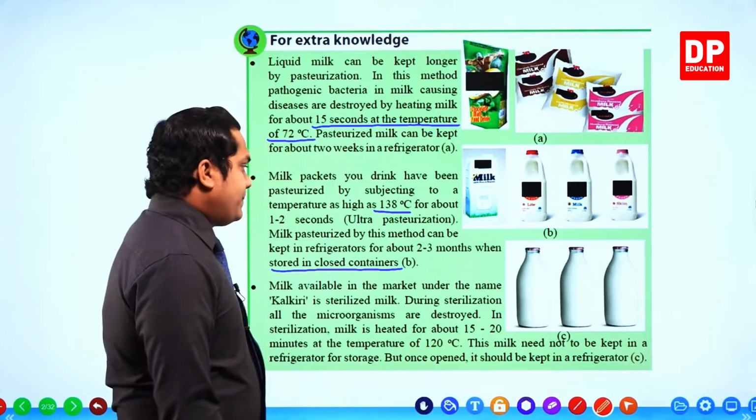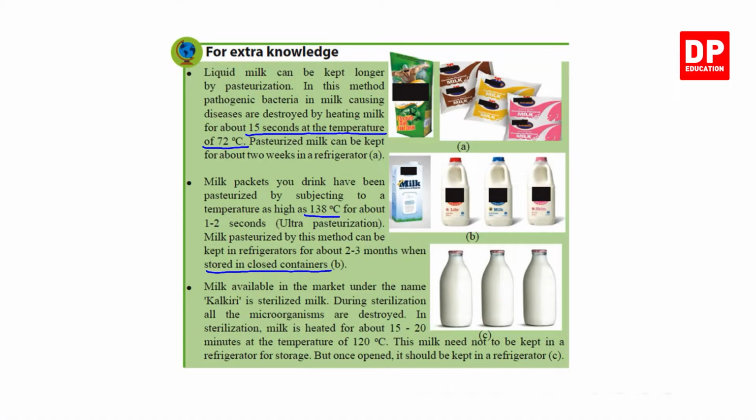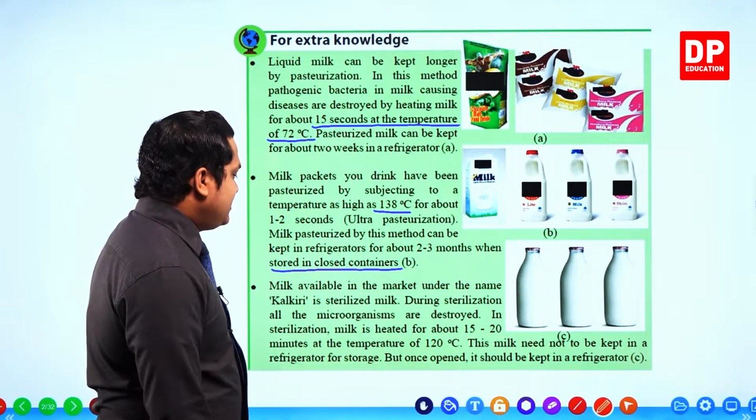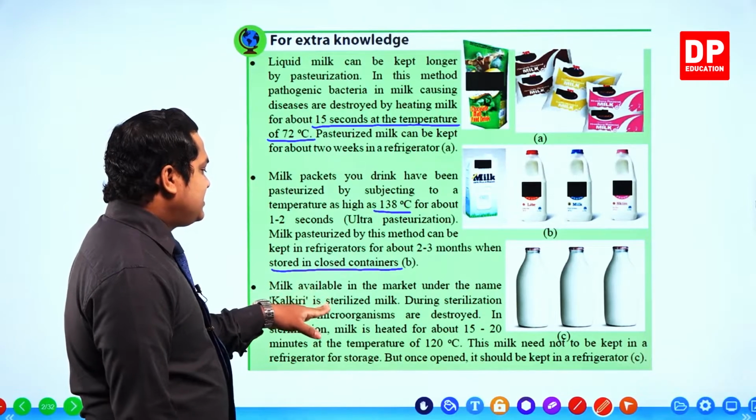Then the next one: milk available in the market under the name Kalkiri is sterilized milk. During sterilization, all microorganisms are destroyed. In sterilization, milk is heated for about 15 to 20 minutes at a temperature of 120 degrees. This milk need not be kept in a refrigerator for storage, but once opened, it should be kept in a refrigerator. This is called sterilized milk.